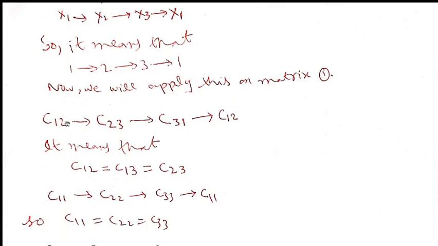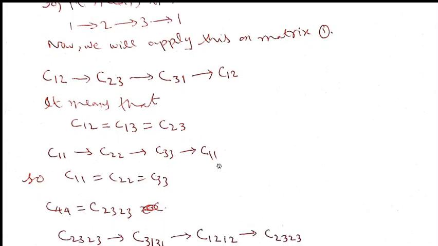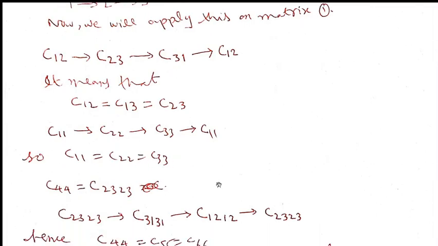It means that C12 will equal C23, and C23 will equal C13. They are all equal. Now the diagonal components: C11 goes to C22, C22 goes to C33, and C33 goes back to C11. So C11 will equal C22, and C22 equals C33.